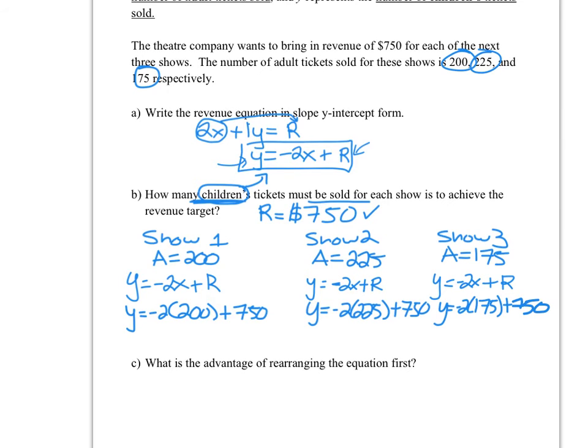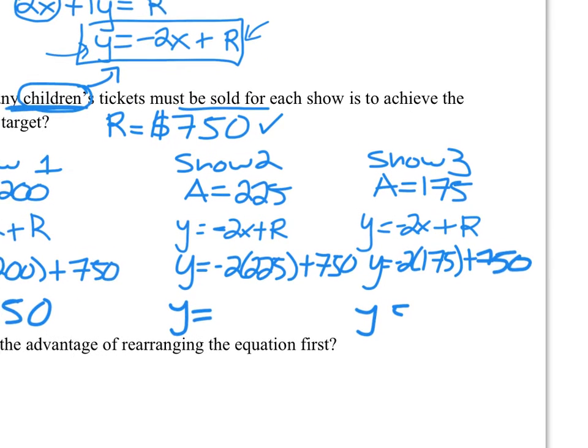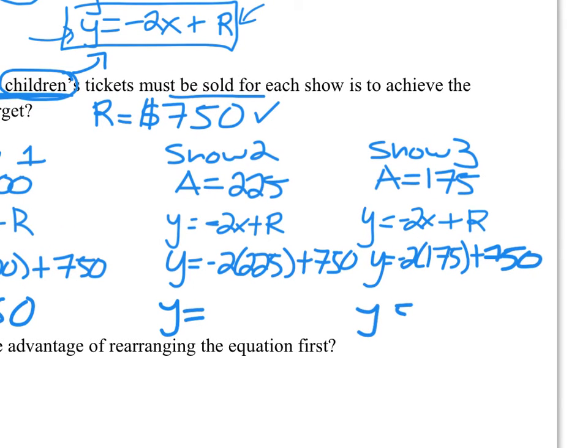And then we can begin to solve for the number of tickets that we need in each show to be represented by children. So if I work out the first one, negative 2 times 200 is negative 400. Negative 400 plus 750 is 350. Again, you can type this all in at once into your calculator if it's a 2-line calculator because it does BEDMAS for you. If not, you'll have to break it down into BEDMAS yourself.